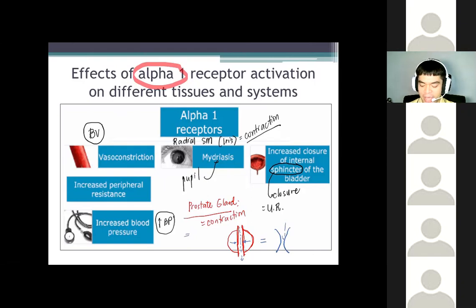Retention. Okay, very good. So there is urinary retention as well. So with this information, ano yung take-away knowledge nyo?